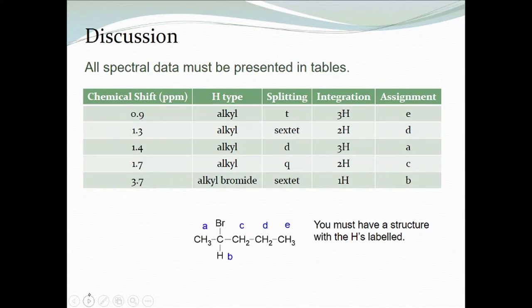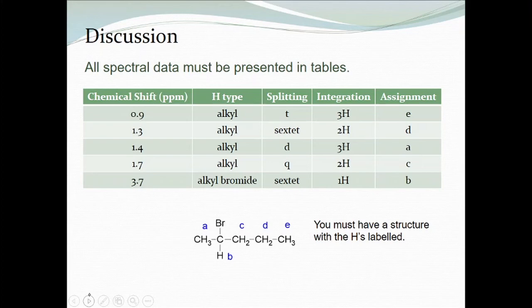Discussion. We'll start with the NMR, but all spectral data need to be presented in tables. This goes for both the NMR and the IR. For NMR, you have 5 columns. First one should be chemical shift. Second one is the type of hydrogen associated with that chemical shift, and in this case it will either be alkyl or alkylbromide, since those are the only types of hydrogens we're dealing with in this experiment.